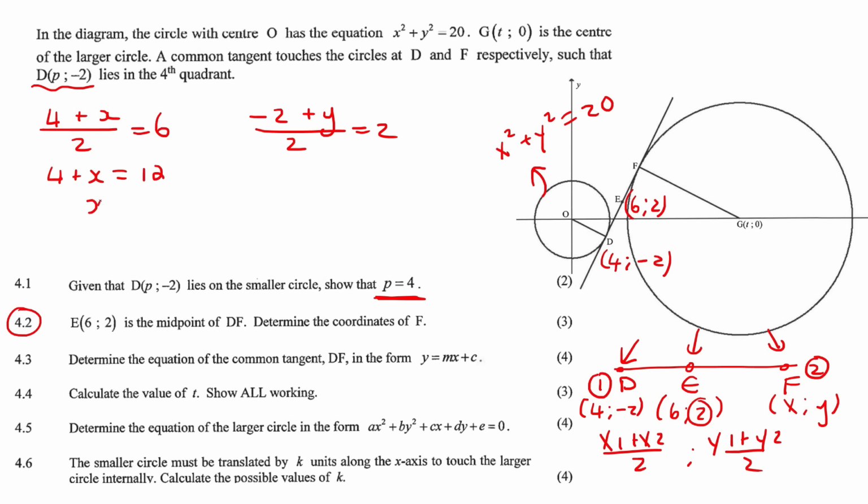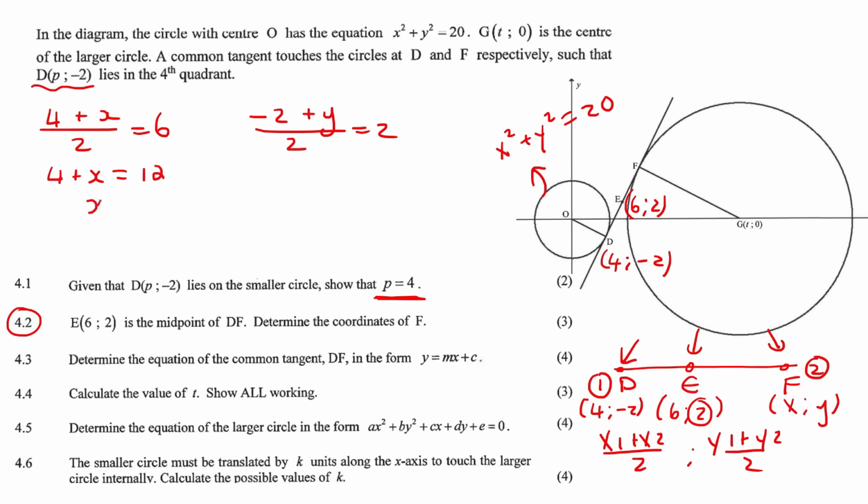The gradient formula is y2 take away y1 over x2 take away x1. So you could, for example, use this as point 1, this is point 2, doesn't really matter. Minus 2 minus 6 over 4 take away 8. And if we simplify that, that should give us 4 over minus 8. It should give us negative 2. Okay, so we know the gradient of that line now.